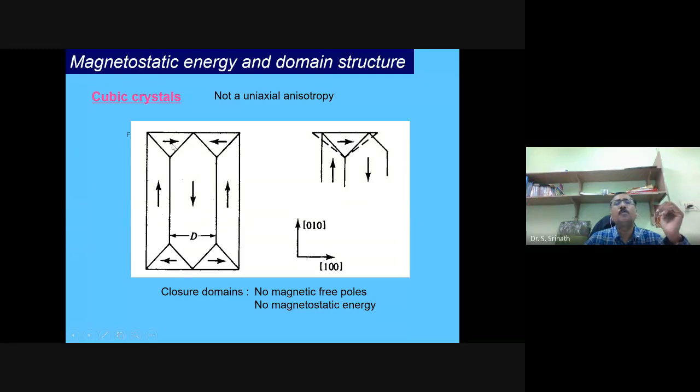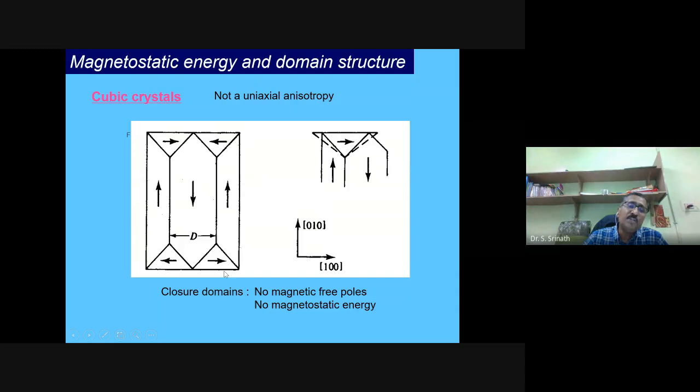and let us say this is 100. So I can have 001 and 001 bar, 100 and 1 bar 00, and the same is the case here. So the domains or the spins can orient in these directions. In this particular case, we call this a closure domain. So no magnetic free poles are there and no magnetostatic energy. In fact, magnetostatic energy in this particular case is 0, so you cannot minimize any further. This is the minimum energy that the system can have.